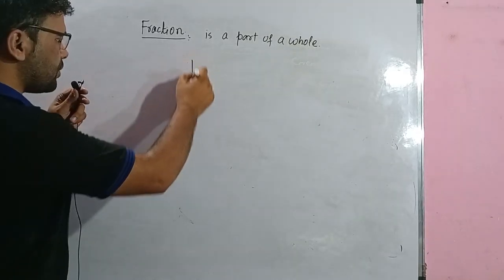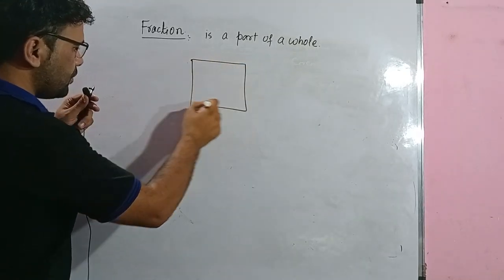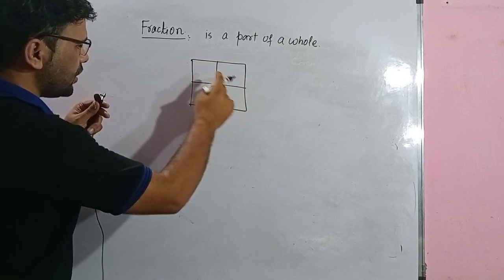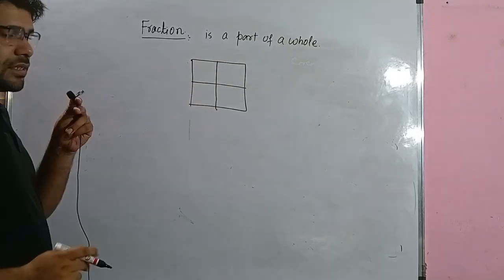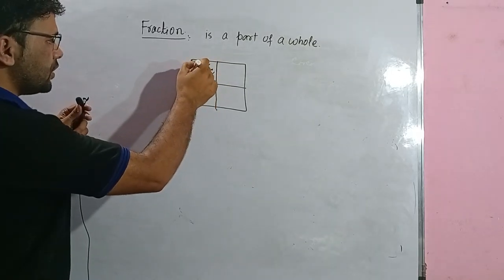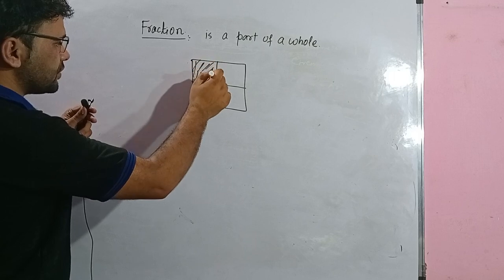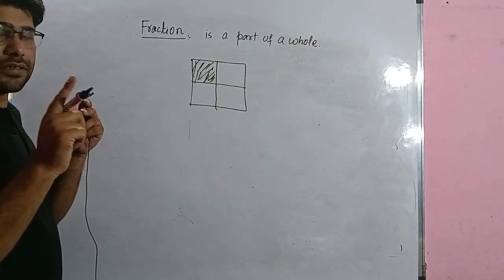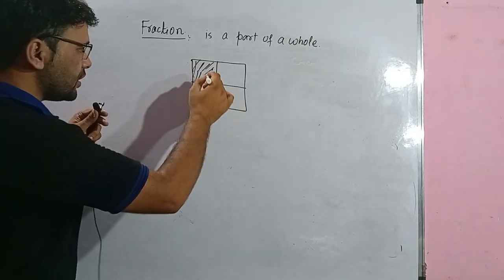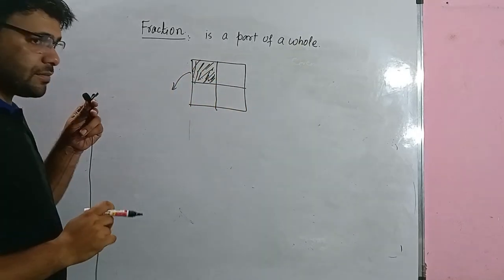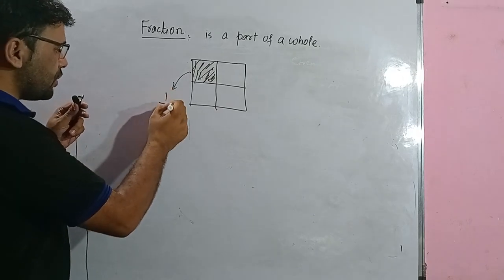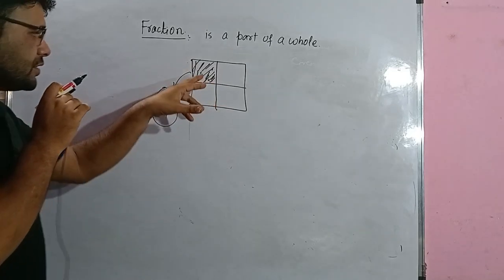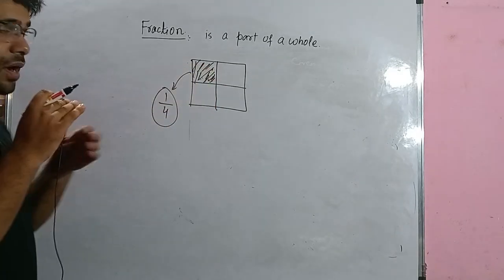For example, I have here the box, and this box is square shaped. And you can see here, there are 4 equal parts. This is the shaded part. How many are total? There are 4 equal parts. So I can write here how to represent this shaded part. I can write 1 by 4 is the shaded part. So this is the part of a whole. This shaded portion is actually the part of a whole.